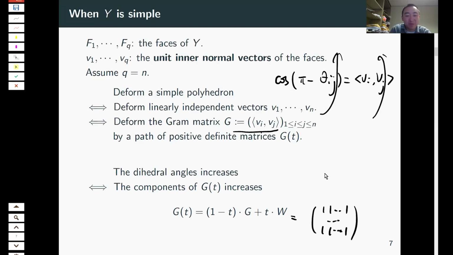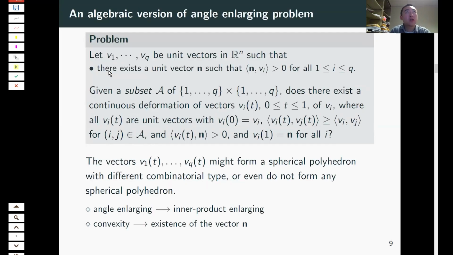All right, now I flip back one page. This page gives us an idea. Considering the polyhedron is almost equivalent to considering those normal vectors. So we can form a so-called algebraic version of the angle enlarging problem. So we consider V1 to VQ, which are just some unit vectors in R^n. And we assume that there exists a vector, let me call it n, such that the inner products of n and the vi's are all positive.